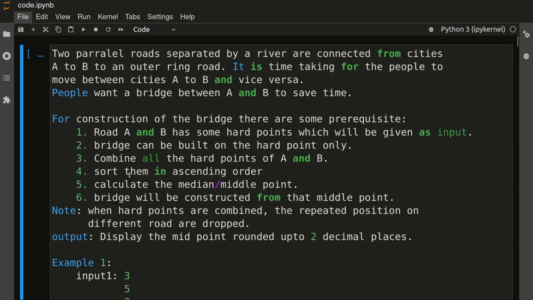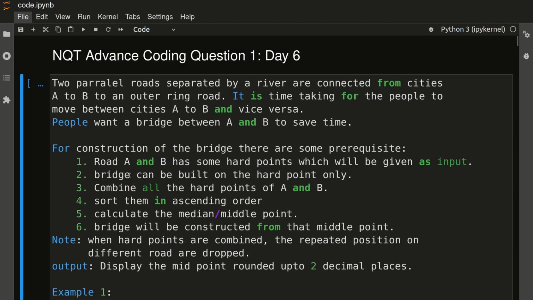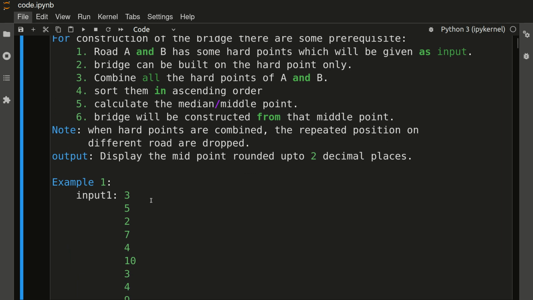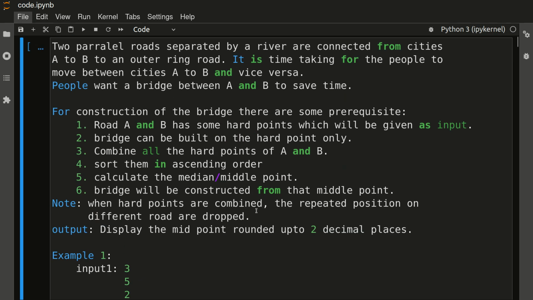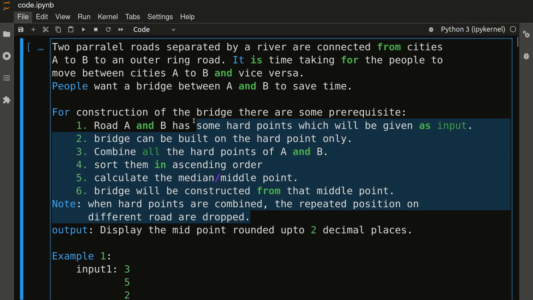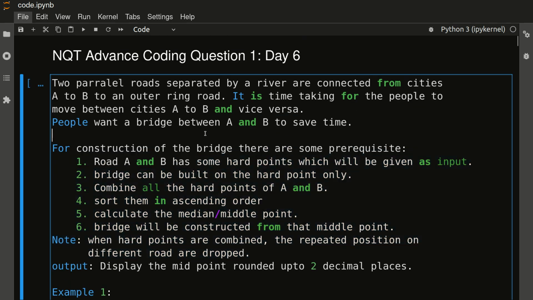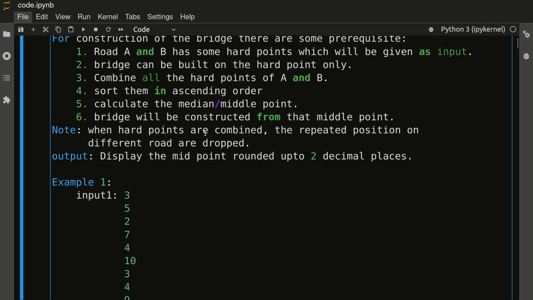We will do the code in Java, but I have already uploaded the same question in C++ and Python also. So whichever language you are good in, practice it. Okay, so let us see how to solve this question. There are lots of details given, but let us see how to do it.